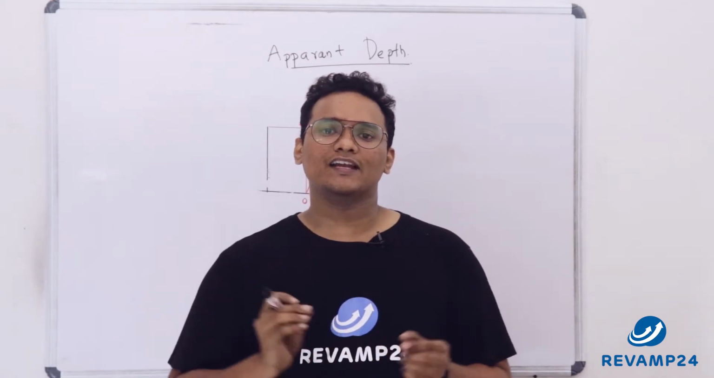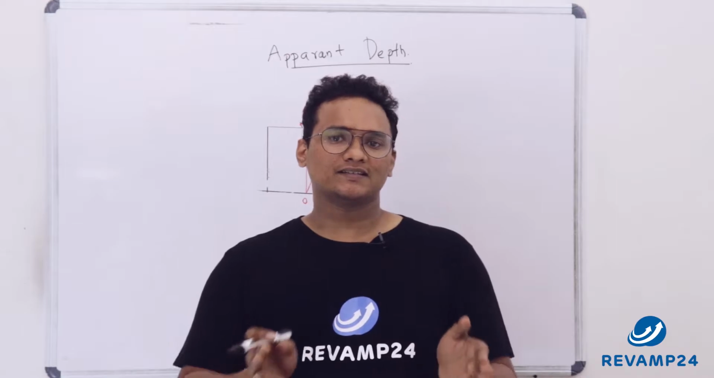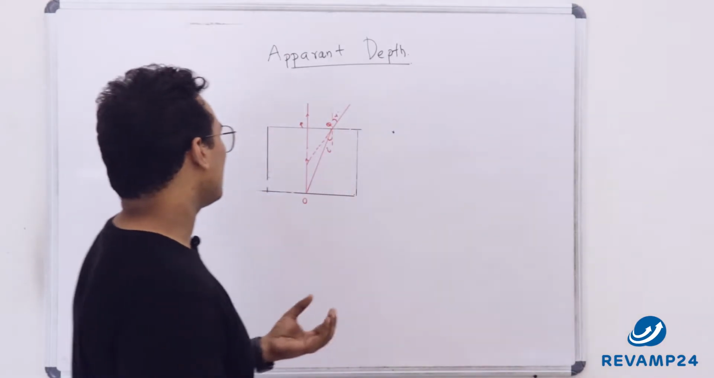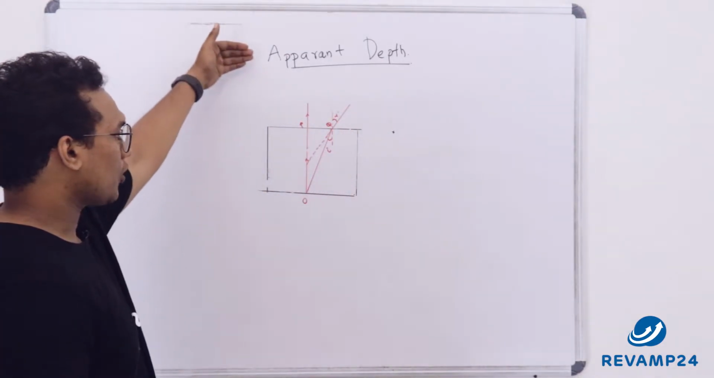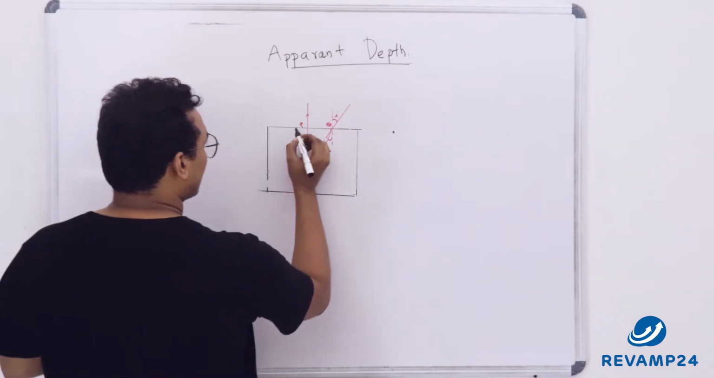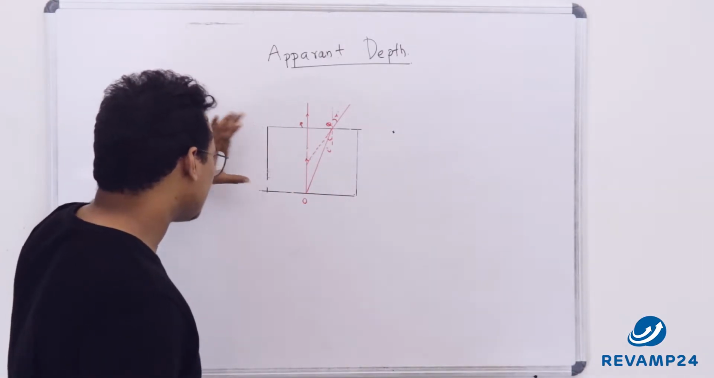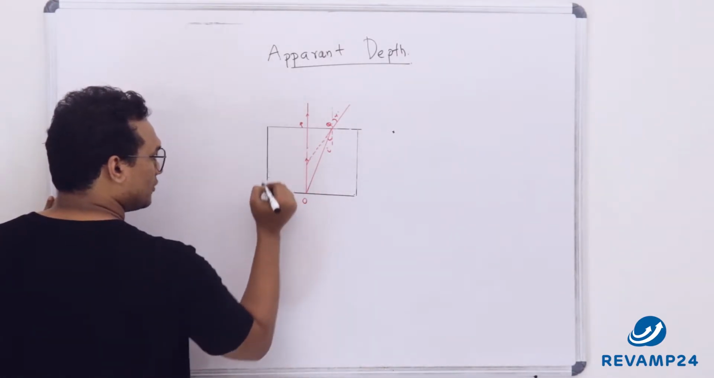In this video, I will explain to you about the apparent depth. You might have experienced in your life that whenever you are looking from the top of a tank, you will see the depth of the tank as a bit less than the actual depth. From the outside, you can actually measure the depth.